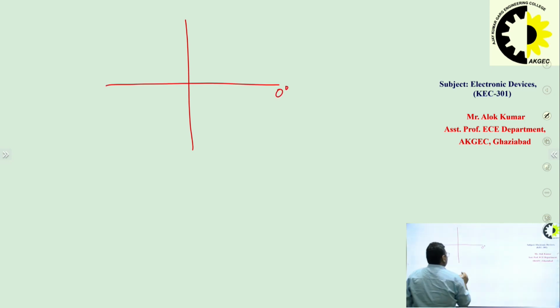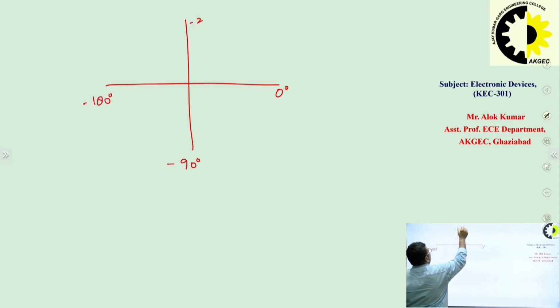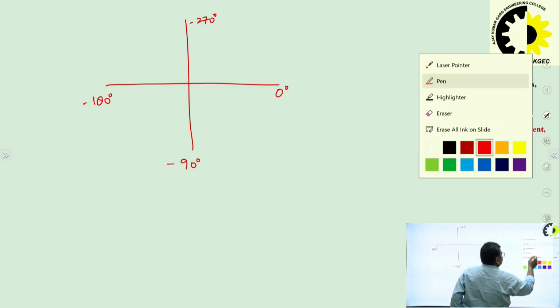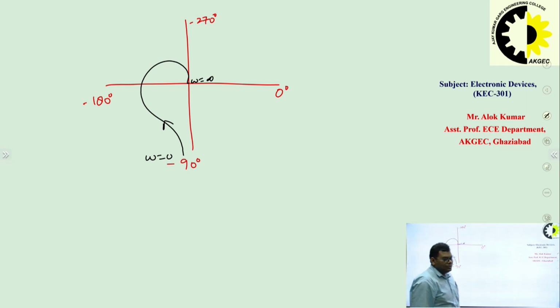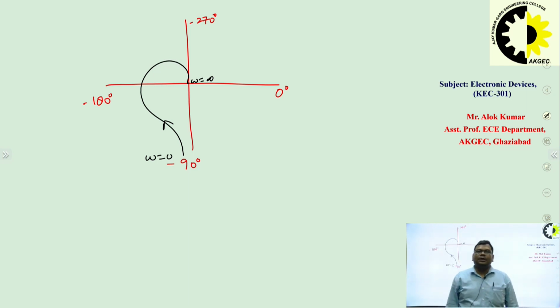This is for 0 degree, minus 90 degree, minus 180 degree, minus 270 degree, and the polar plot will be like this. This is for omega is equal to 0, this point is for omega is equal to infinity, and the direction will be from lower to higher frequency. So this will be the polar plot for the given question.